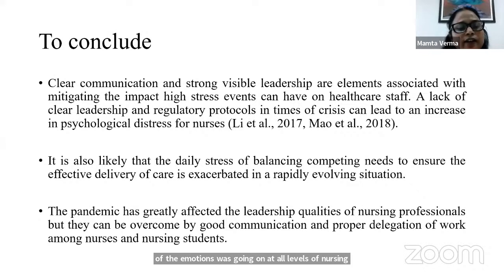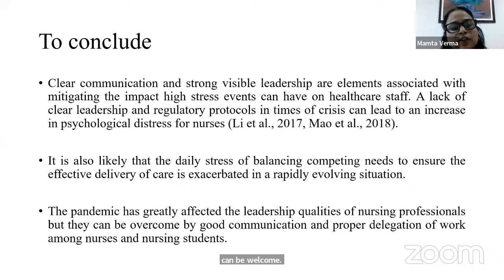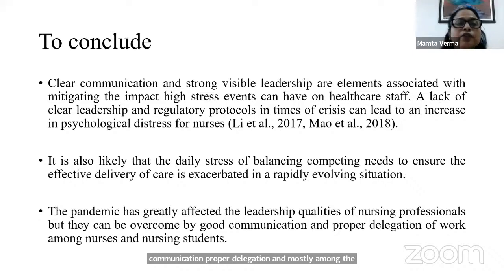The pandemic has greatly affected the leadership qualities of nursing professionals, but this can be overcome by good communication and proper delegation of work among nurses and nursing students. So again and again I am repeatedly telling you that good communication and proper delegation among nurses and nursing students is the key to good leadership and management of the pandemic from the nursing point of view.